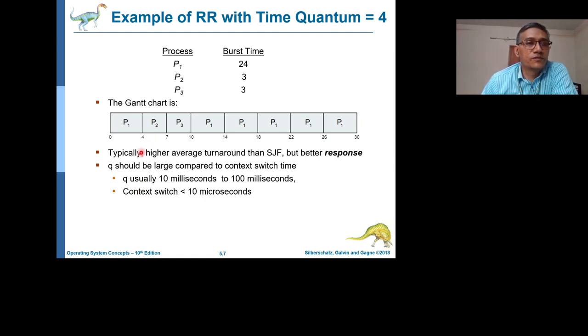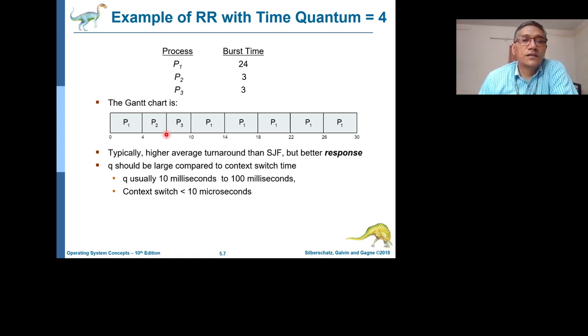So what is the waiting time of P1? At 10 milliseconds it is getting the second instance. Already it has executed 4 milliseconds. So 10 minus 4, the waiting time of P1 is 6 milliseconds. Waiting time of P2 is 4 milliseconds. Waiting time of P3 is 7 milliseconds. So add all this and then divide by 3, you will get the average waiting time.